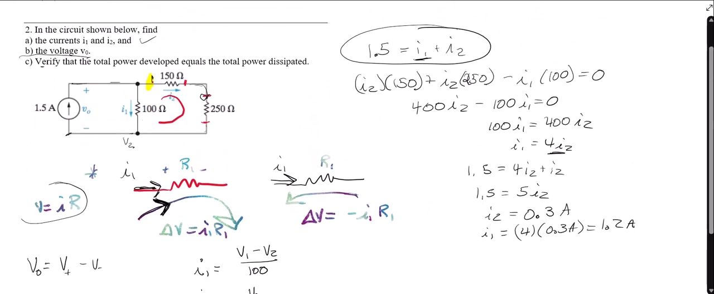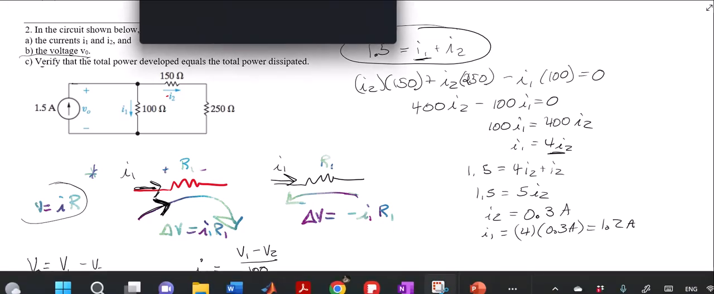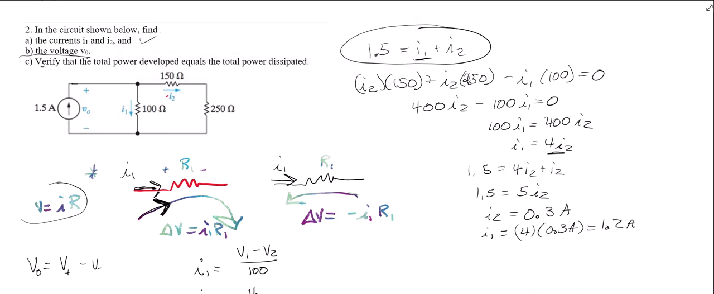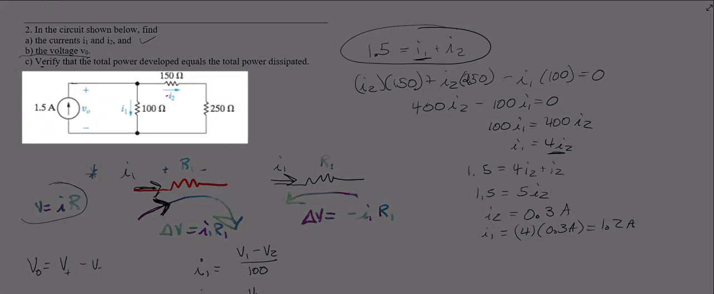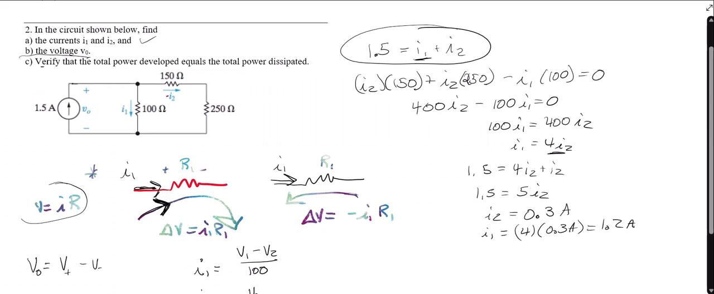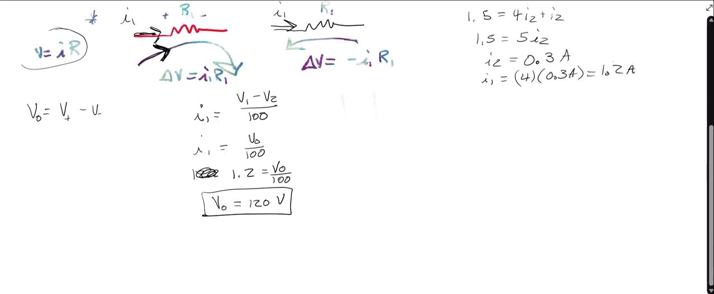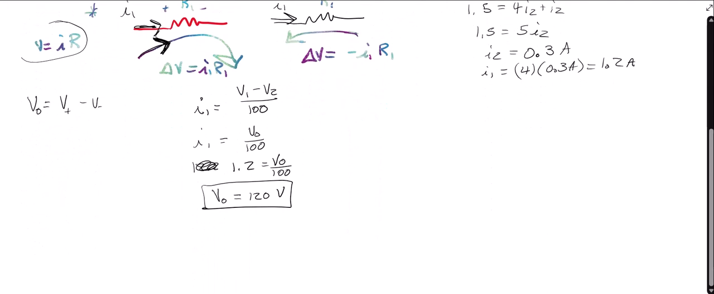Part C is to verify that the total power developed equals the total power dissipated. Sometimes you have to be careful to determine whether something is absorbing power or supplying power. In this particular example, we don't have to be very careful because we know that resistors are always absorbing power. That's what they do. As they resist the flow of current, they are absorbing power.